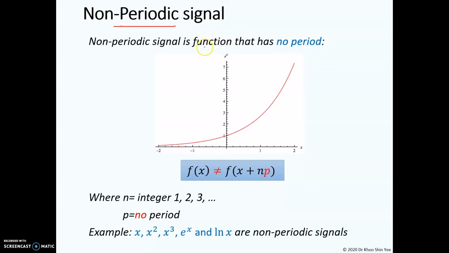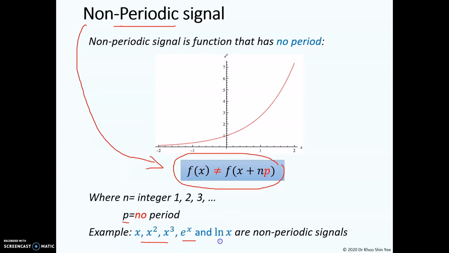Non-periodic signal is the function that has no period. So for example, in this case, we cannot find the period because the signal doesn't repeat itself over time. For non-periodic signal, this formula will not be valid, and you cannot find the period because there is no period. Polynomial, exponential, and log signals are all examples of non-periodic signals.